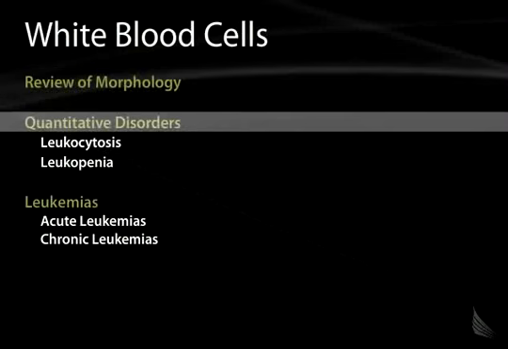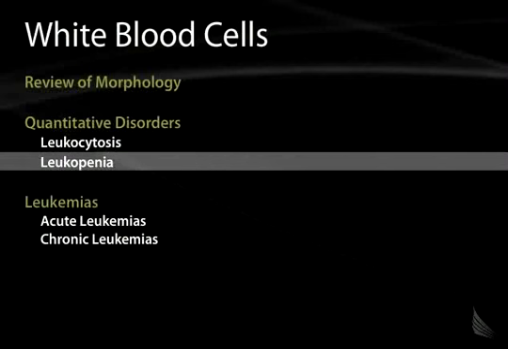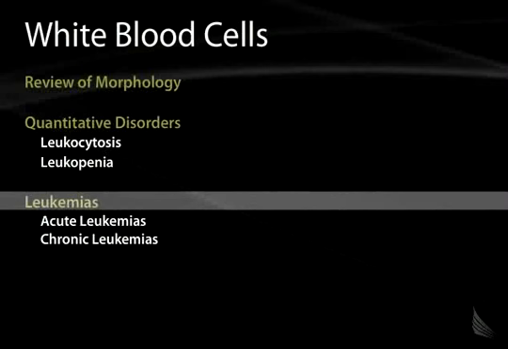From there, we'll go over some of the quantitative disorders such as leukocytosis, too many white cells, or too few, as manifested in leukopenia. We'll end with a discussion of the acute and chronic leukemias and some of the pathologic and cytologic manifestations of those particular disorders.